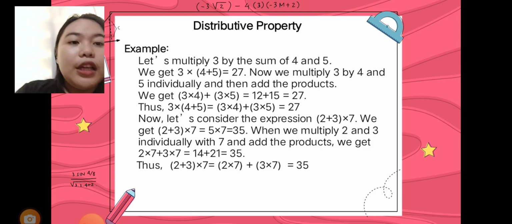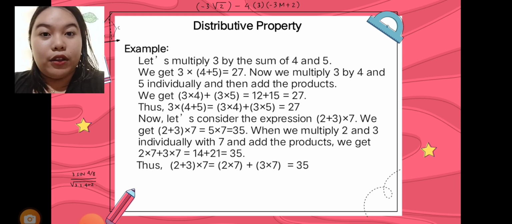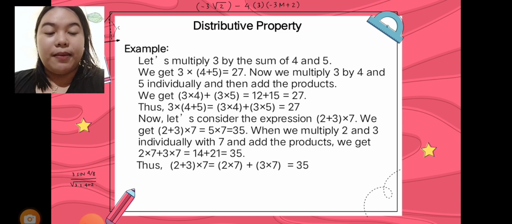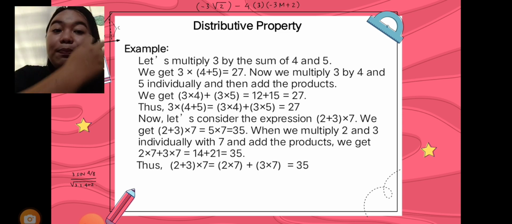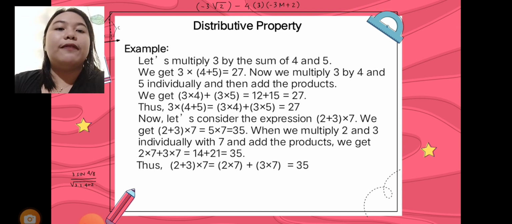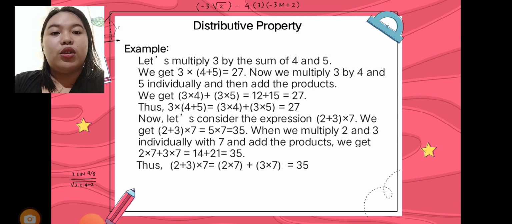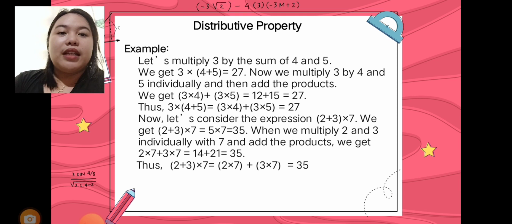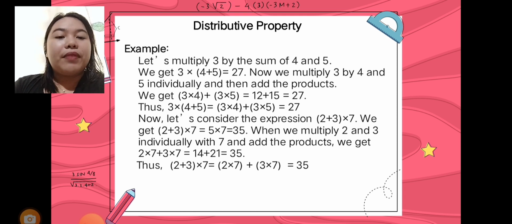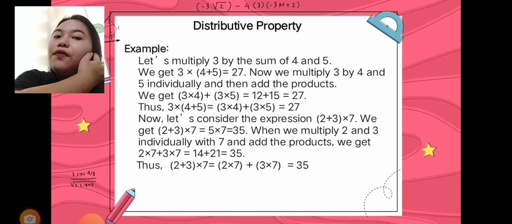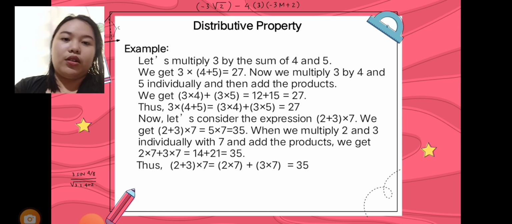Again, the second step is we multiply them individually. So, 3 times 4, right, is equal to 12. Then, 3 times 5 is equal to 15. So, 12 plus 15 is equal to 27. We come up with the same result as the first condition, which is 3 times the sum of 4 plus 5. Thus, 3 times the quantity of 4 plus 5 is equal to 3 times 4 plus 3 times 5, which is equal to 27 also.